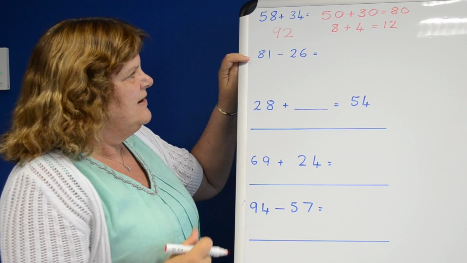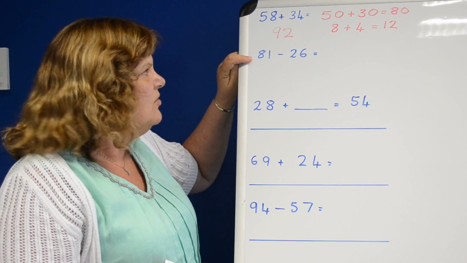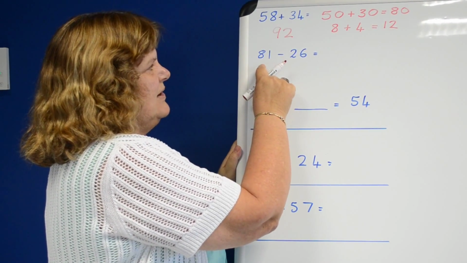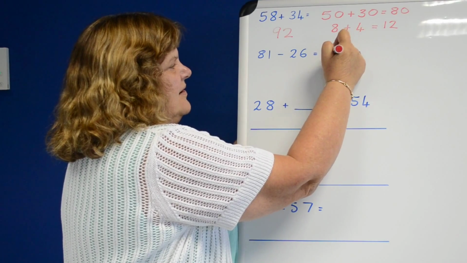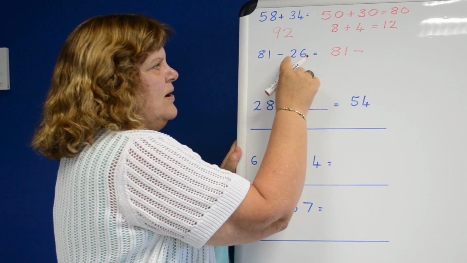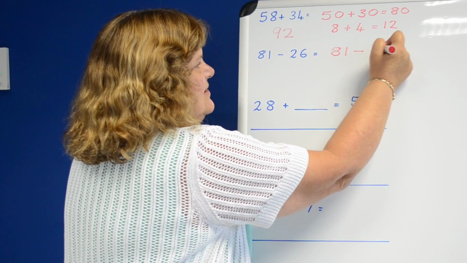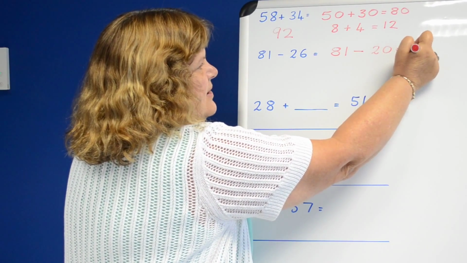When you're doing place value with subtraction, start with the whole number. Don't break this number into its tens and ones. So we're going to start with 81. 81, take away my tens number. So it's 81, take away 20, which is 61.